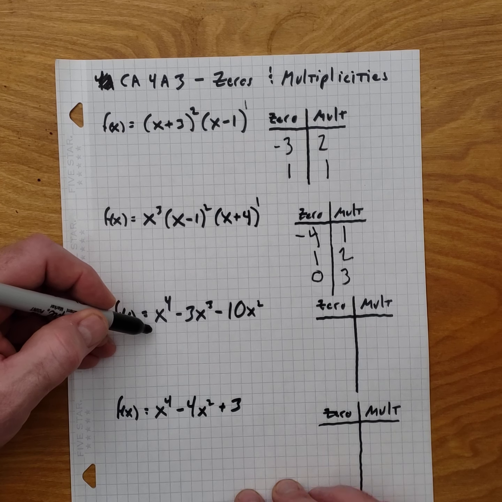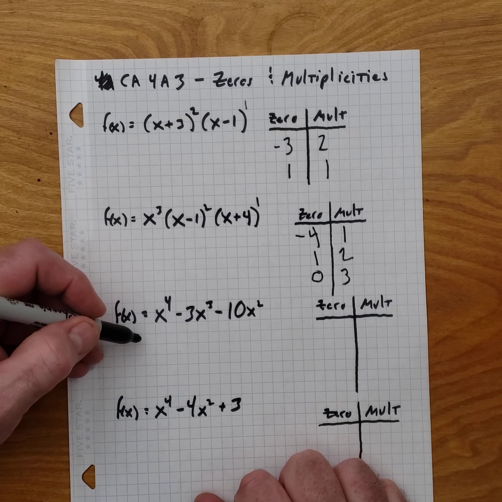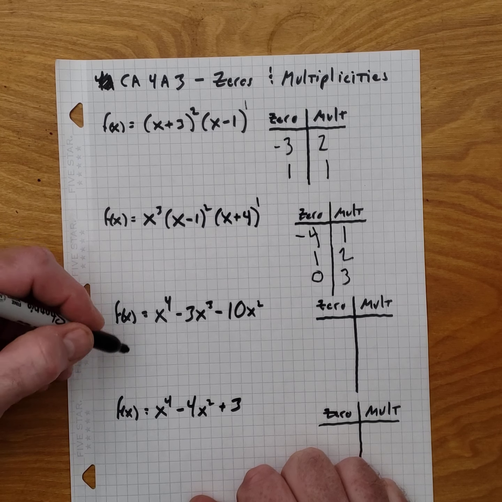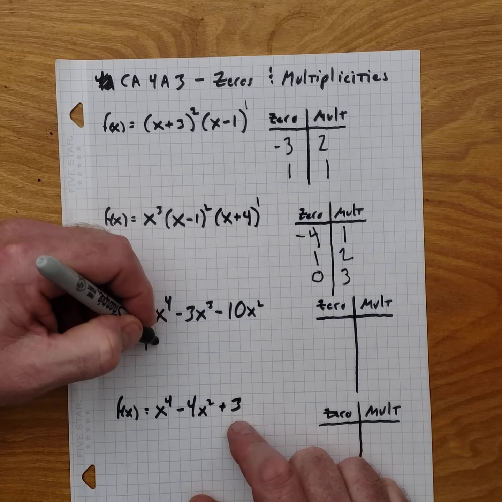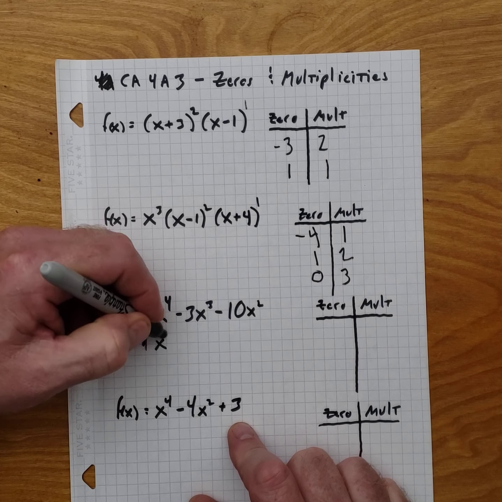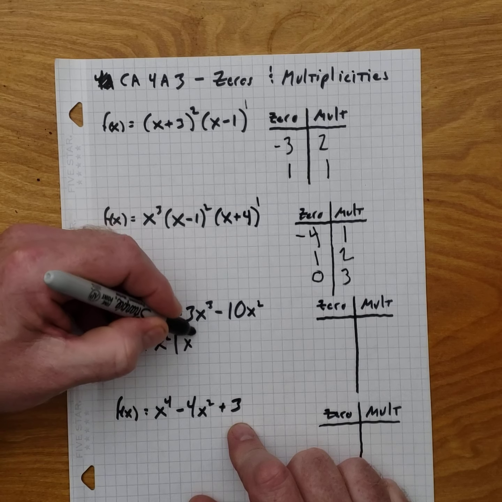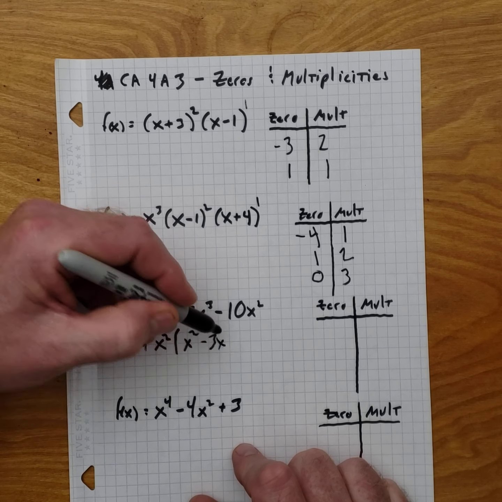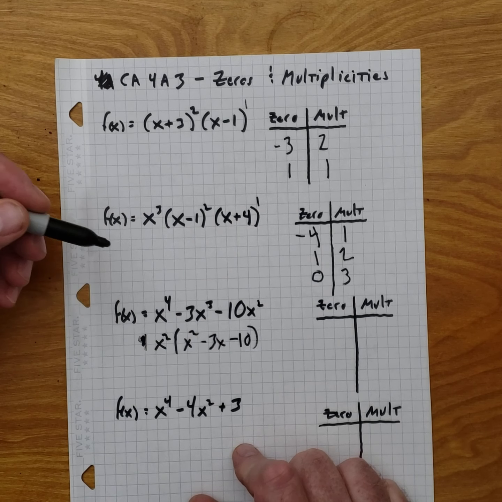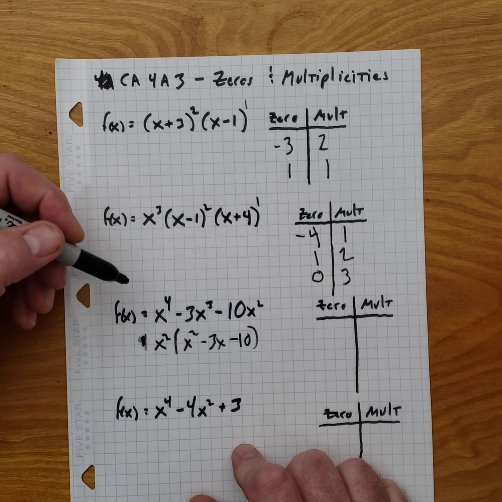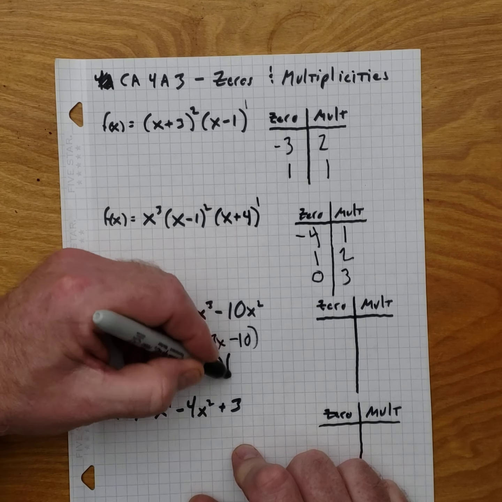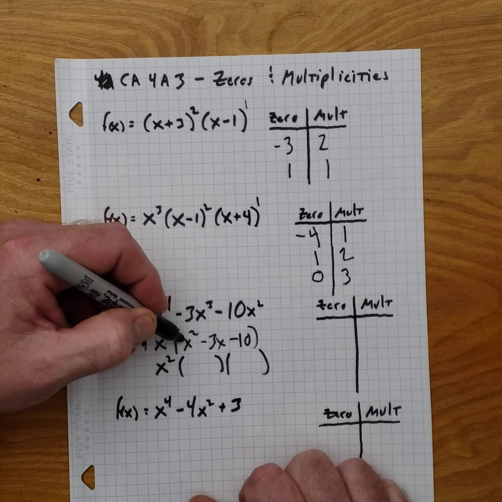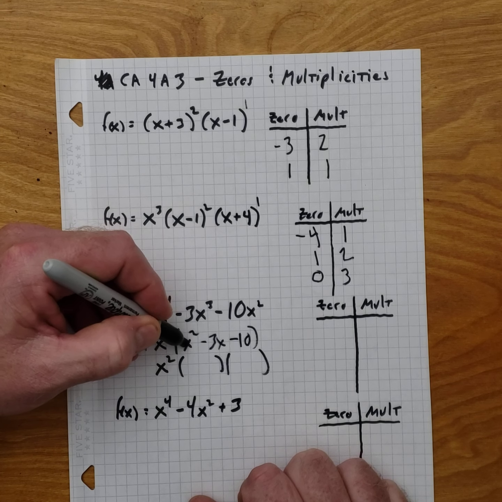Now, what if our polynomial is not factored? Well, then we have to factor it. Here, x squared is a factor of all 3 of these terms. So we can pull out x squared, and that'll leave us with x squared minus 3x minus 10. And then you remember from a previous course, you may or may not remember, but you're going to need to remember because we need to be able to do this. We need to factor this into 2 binomials.